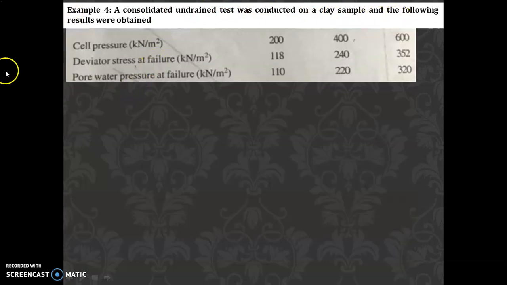Let us take one more example. A consolidated undrained test was conducted on a clay sample and the following results were obtained. Cell pressure, that is sigma 3, is given; three tests were conducted: 200 in the first case, 400 in the second case and 600 in the third case. Then deviator stress at failure, that is sigma d, is 180, 240, 352. Then pore water pressure at failure is 110, 220 and 320.